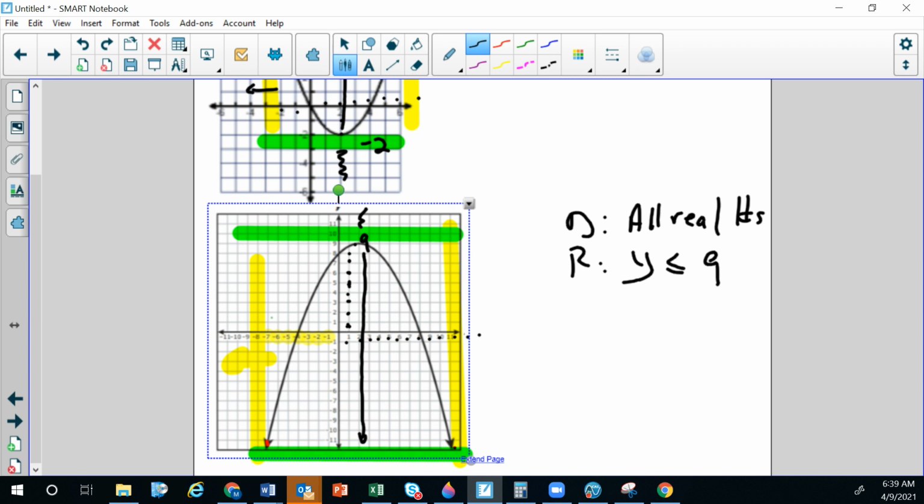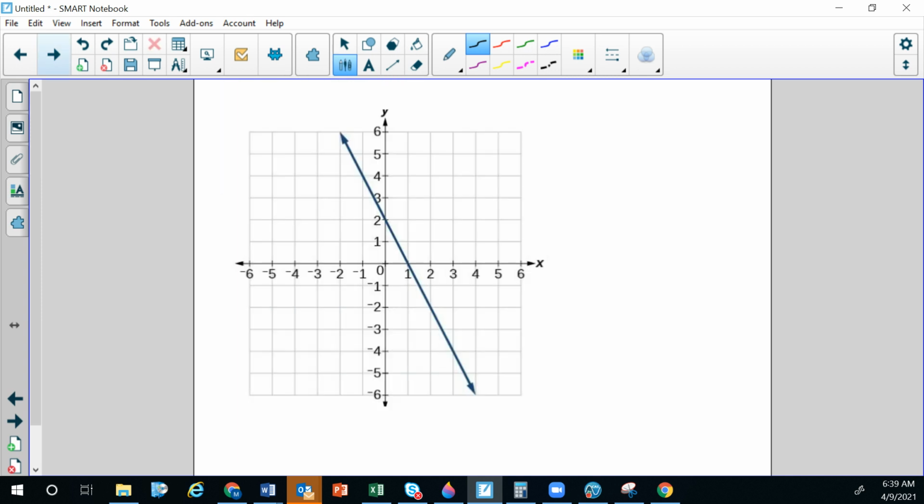All right. So take away from this, for parabolas, if there are no restrictions on the graph, if the graph has arrows, the domain is always all real numbers. Now the range is different. All right, let's look at another graph.